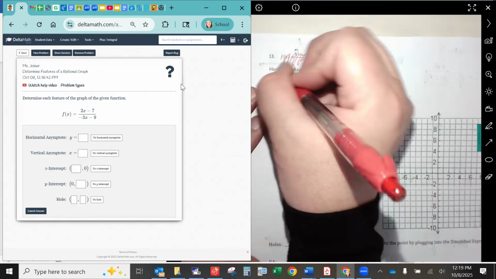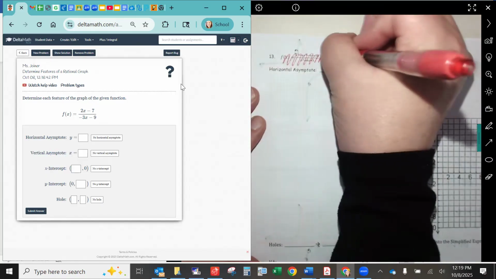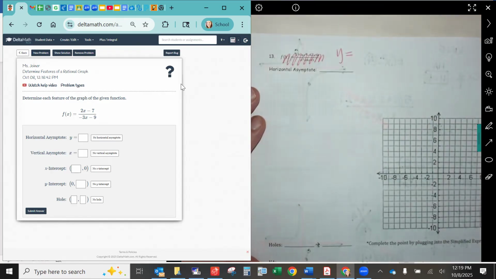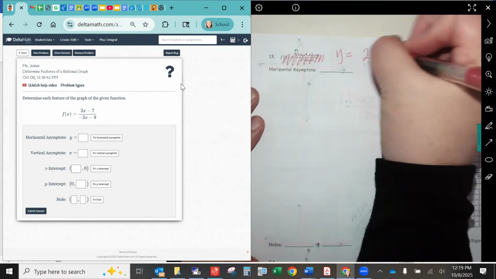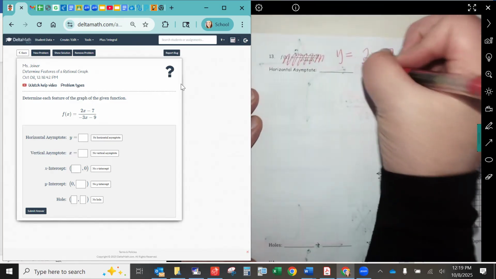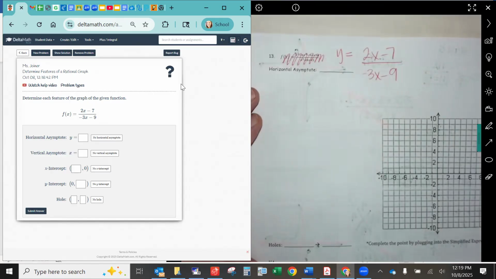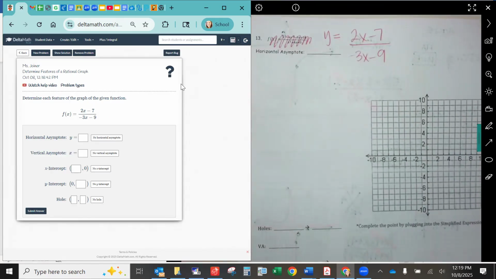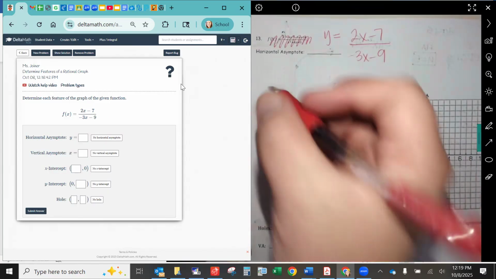So it's y equals (2x minus 7) over (-3x minus 9). Okay? All right, so first question, is it a Bobo, a Botan, or a Betsy? Betsy. It is a Betsy, very good.